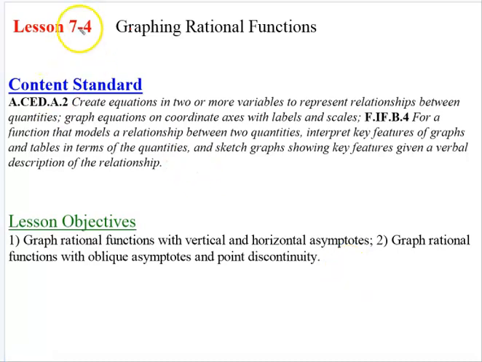Okay, we're ready now for lesson 7.4. You can see our title. We're going to be graphing rational functions. And this is going to be a process I'm going to walk you through. It's kind of a step by step.